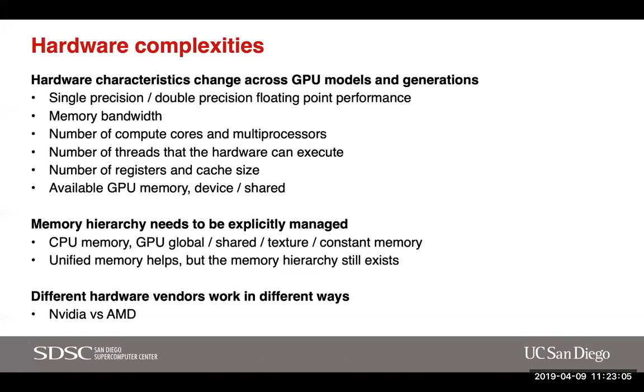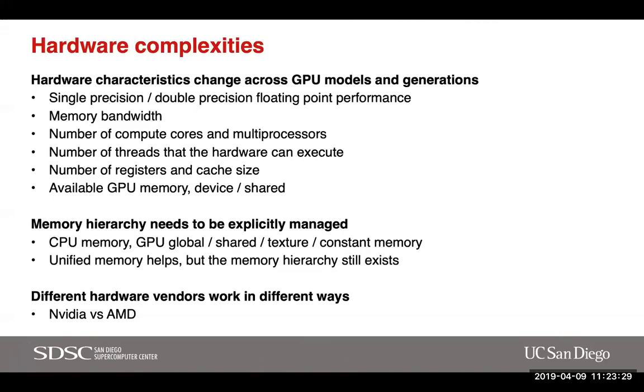And so if you have applications that need a lot of RAM, they might actually not fit onto the GPU. The memory hierarchy needs to be explicitly managed. There's different types of memory. You have to know that there is CPU, of course, your CPU memory. Then on the GPU, you have different types of memory. That's global memory, shared memory that's sitting on the multiprocessors. There's texture memory and constant memory.